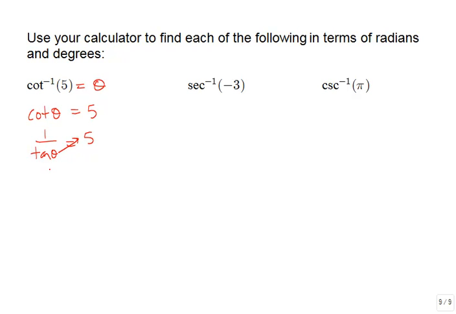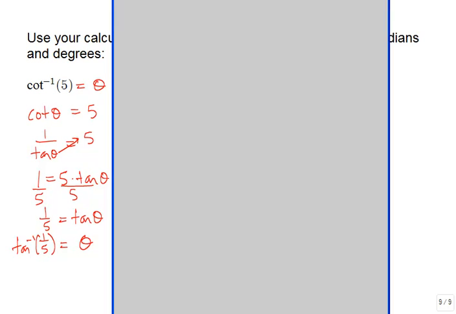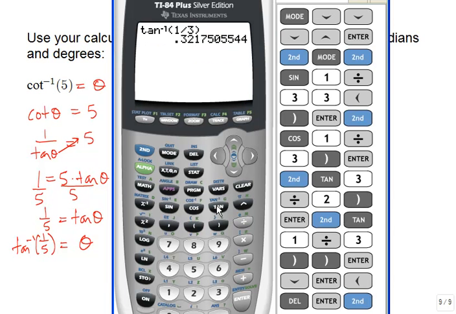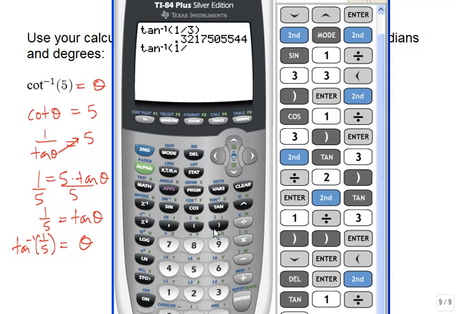Then I'm going to cross multiply that tangent to the other side, and divide by 5 to isolate that tangent by itself. So this is really asking for what angle theta, when you take the tangent of it, gives you 1/5. If I wanted to solve this for theta, I'd have to undo the tangent with an inverse tangent. And that we do have a calculator button for. So at this point, you could pull up your calculator and just do inverse tangent of 1/5, and this is in radians, so 0.197 radians.